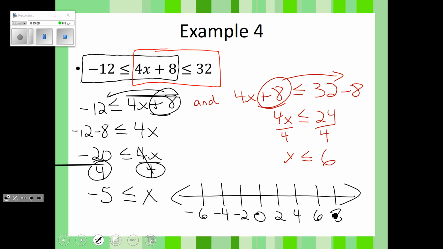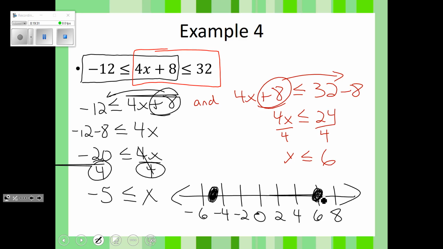So don't forget you can count by other things. So open circle, closed circle on -5? Closed. And -5's not on here. It's in the middle, so just estimate it. So closed circle here. Open circle, closed circle on 6? Closed. Where can we be greater than -5 and less than 6 at the same time?